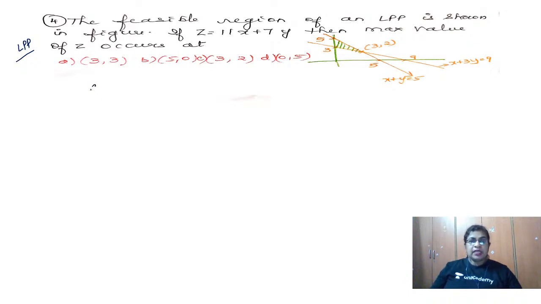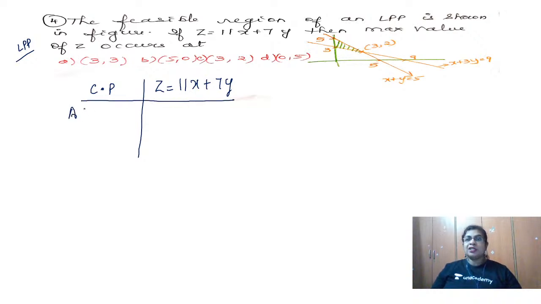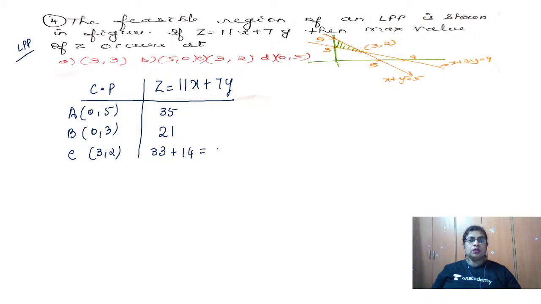Okay. So let us find the corner point table, and Z is given as 11x plus 7y. So what is the corner point? First let me take A point, that is 0, 5. Okay, B point is 0, 3, and C, it should be the boundary of the feasible region only, right? So C is nothing but 3, 2. Okay, so now substitute here. So this will be 11 into 0, 0 plus 35. You are getting 35. Next 3 into 0 plus 7 into 3 is 21. Now here you are getting 33 plus 7 2s of 14, and this is equal to 47.